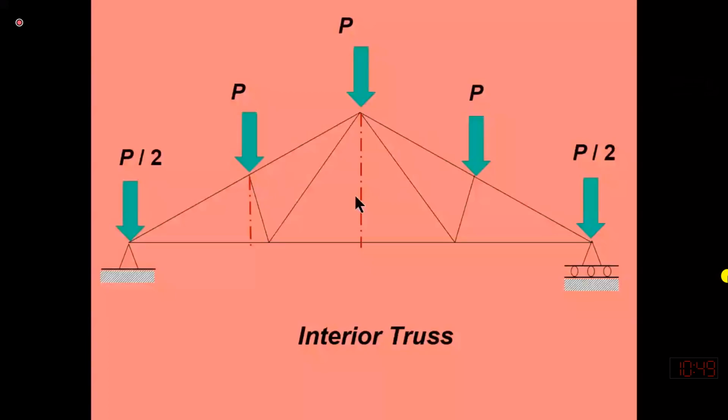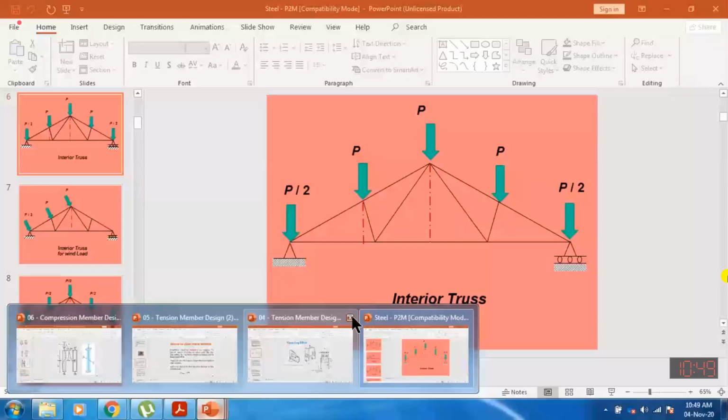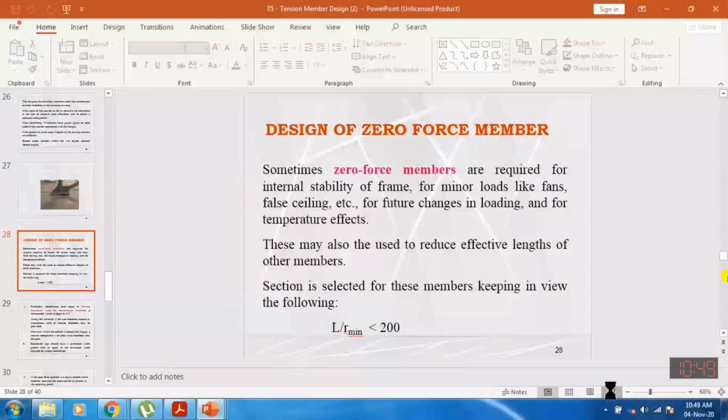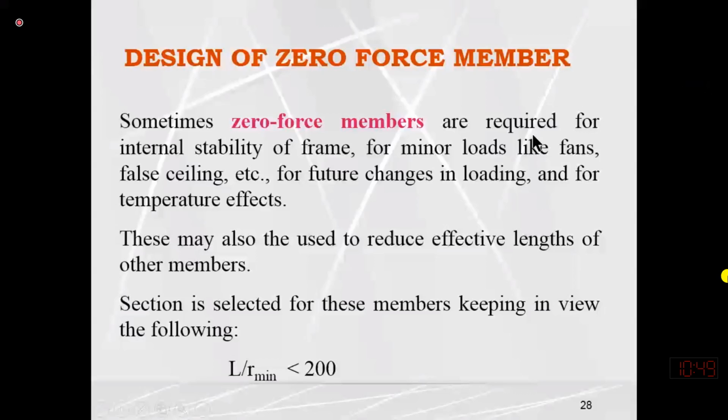So how do we select a zero force member? Sometimes zero force members are required for internal stability of the frame, for minor loads like a fan or false ceiling, for future changes in loading, and also due to temperature. These may also be used to reduce the effective length of other members. I will explain. Such a section should be selected by satisfying LE over R minimum less than 200, because we do not know whether in future the member might be subjected to compression forces. So slenderness ratio should be less than 300 in the case of a tension member, and less than 200 in the case of a compression member.